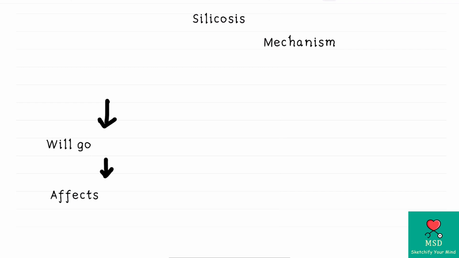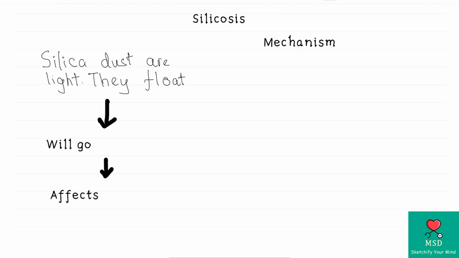So silicosis, silica dust. Silica dust is light. Okay, they float, so they will go up in the air. So it affects the upper lobe.